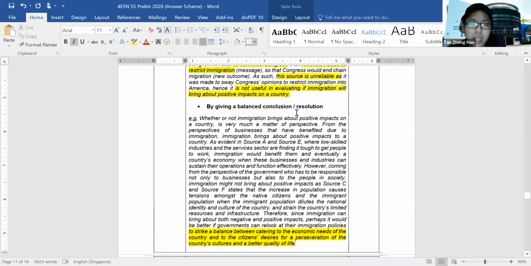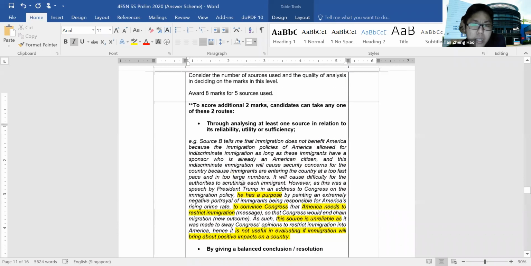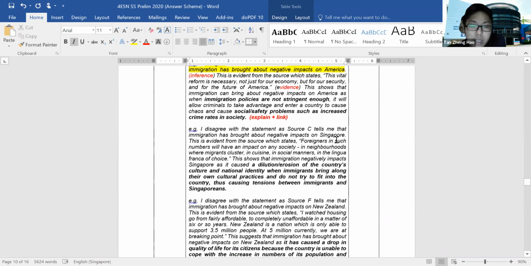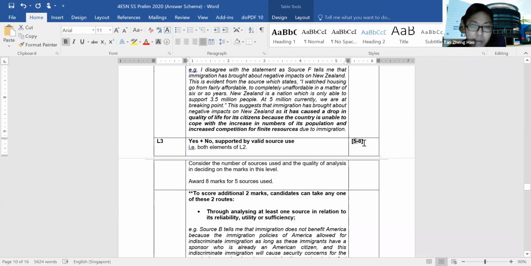But really, like I said before, the last level, if you are not ready for it, personally, I think it's fine. But please try to get at least the 2 agree and 2 disagree. If you support yes and support no, you can get up to 5 to 8 marks, which is pass to distinction. So please aim for 2 agree, 2 disagree, or 1, 3, 3, 1.